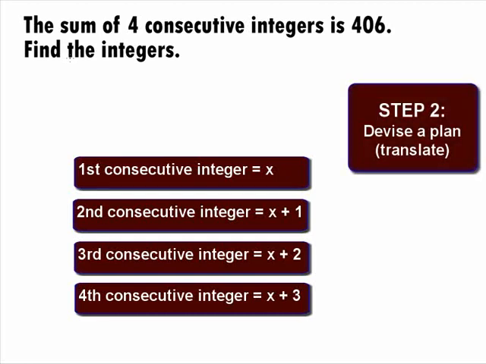In step 2, we want to devise a plan. This step involves translating the problem into a mathematical equation. Since we are looking at a sum of these four consecutive integers, we will be adding them together to equal 406.